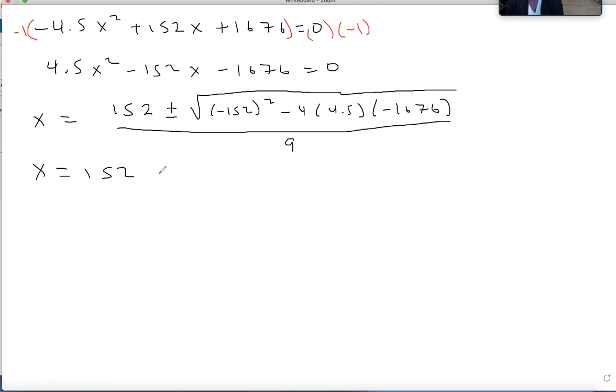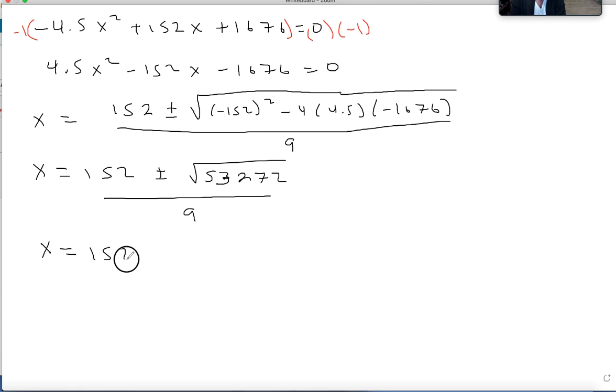x equals 152 plus or minus the square root of 53,272, over 9. And based on those directions, it does not sound like this will work out well for me. So what I'm going to do in the calculator is x equals 152 plus the root of that number, and then I'll hit equals, and then I'll divide it by 9, and that will give me my first value.